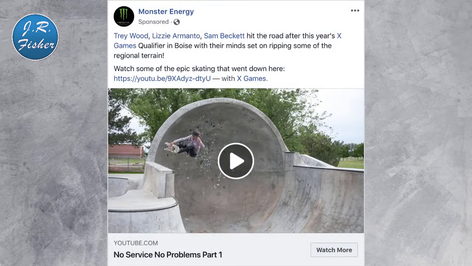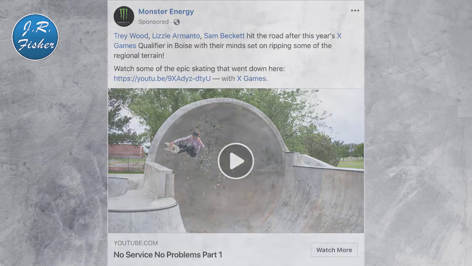Let's check out this Monster Energy ad that you're seeing right here. Okay, this particular one here says it's listed a few people, and it says they hit the road after this year's X Games qualifier in Boise with the mindset on ripping some regional terrain. Now what they're selling here is Monster Energy drink, but they're obviously showing you something with a lot of activity, and they're kind of saying, hey, if you got a Monster Energy drink, you're going to be full of energy too, and you'll be able to, I don't know, go in this pipeline here and do these things. I don't think so, but that's what their brand image is.